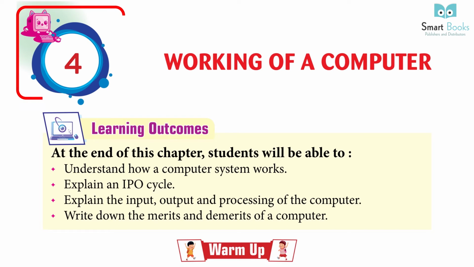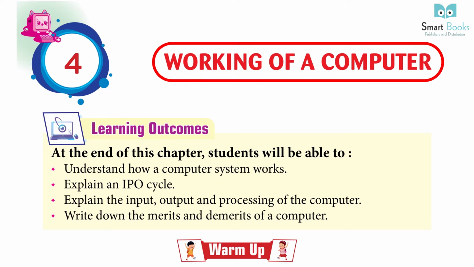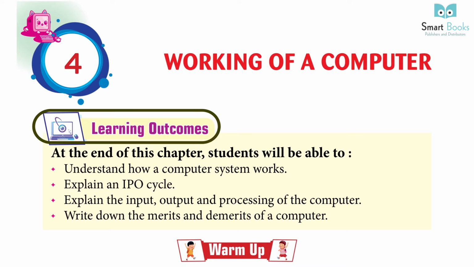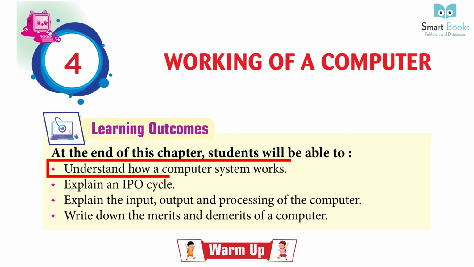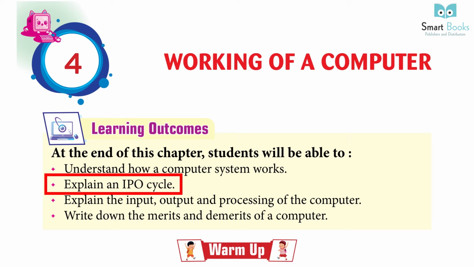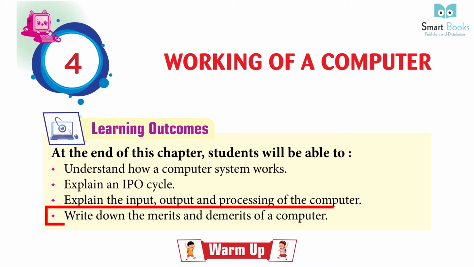Chapter 4. Working of a computer. Learning outcomes. At the end of this chapter, students will be able to understand how a computer system works, explain an IPO cycle, explain the input, output and processing of the computer, and write down the merits and demerits of a computer.